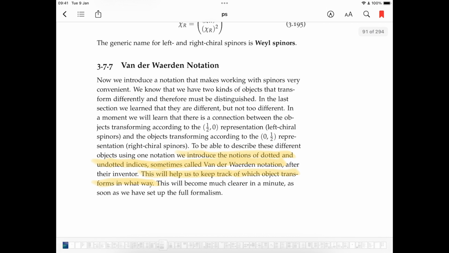Overall, it's a kind of generalization of the tensor indexes, but for spinors. We will see how it works soon. It helps us keep track of how objects with different Lorentz representations are transforming, and in what way. What's cool about that is that it's a basic tool to get into spinor calculus instead of working in tensor calculus, and to disentangle everything we have had before.